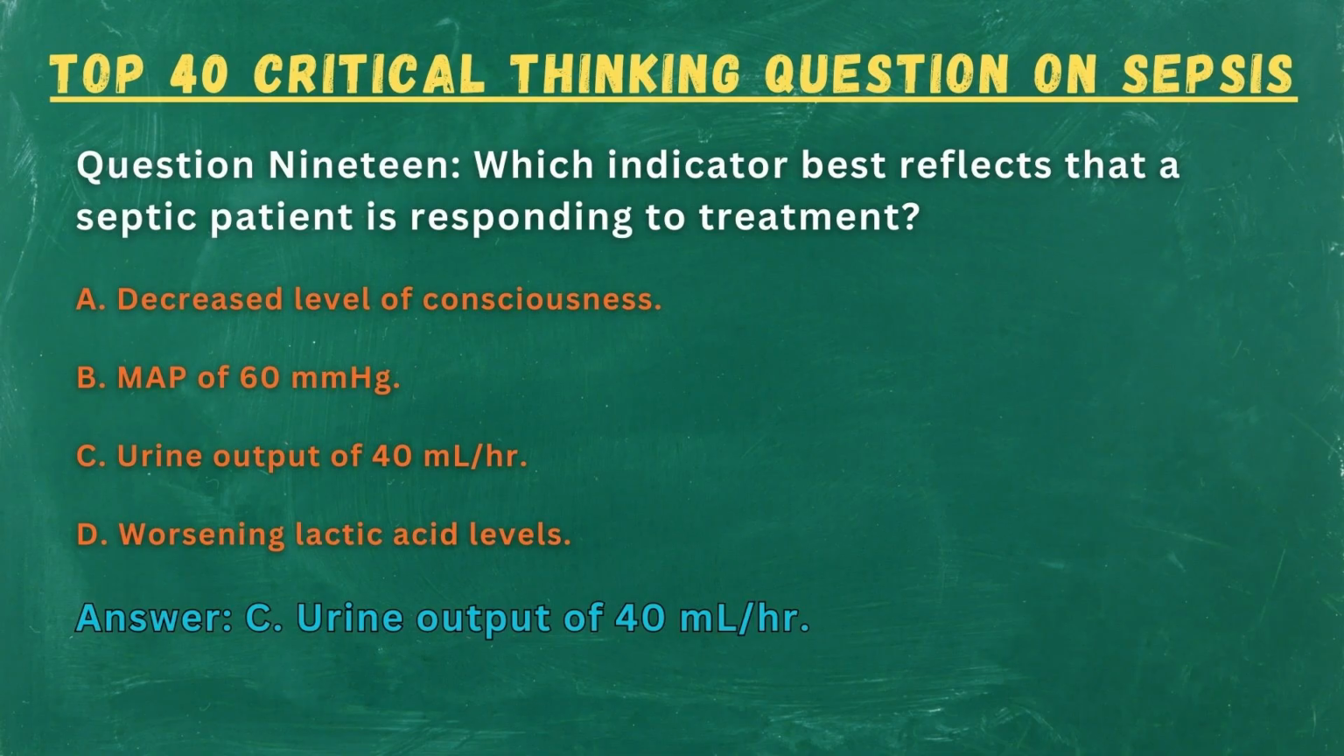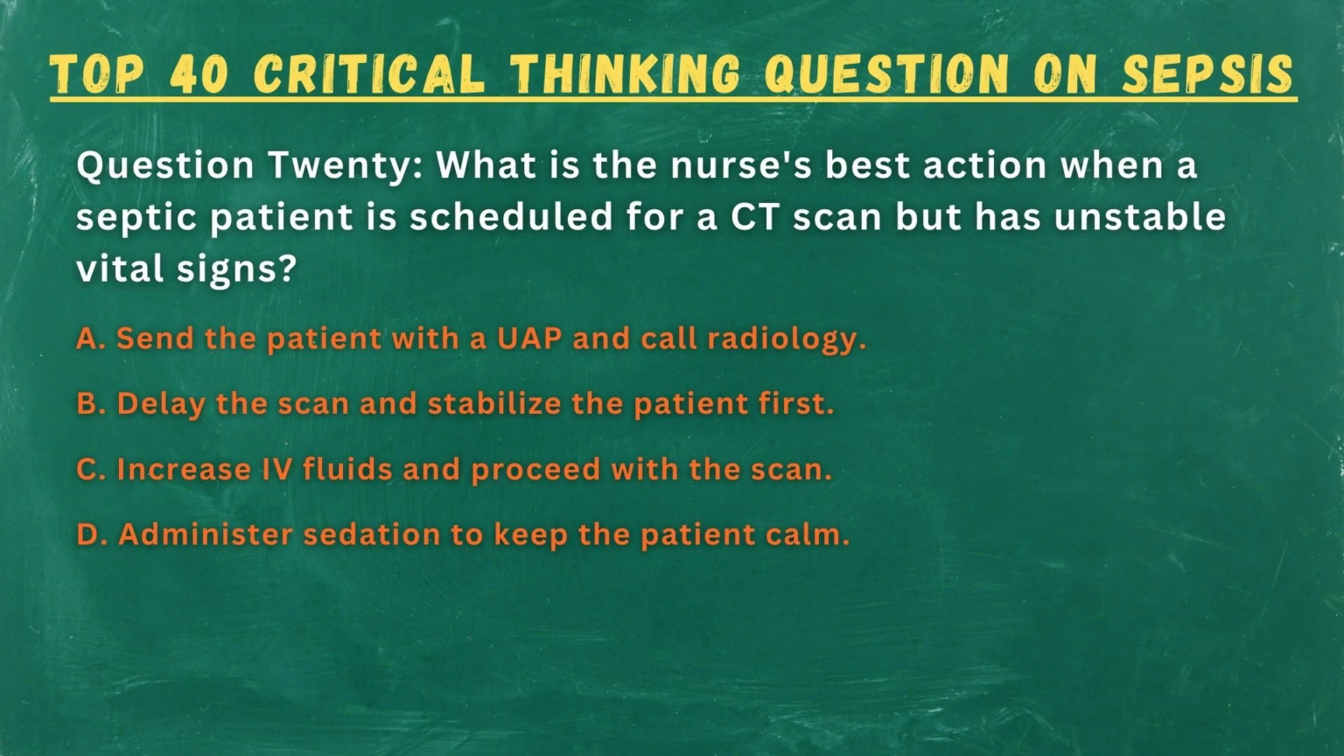Answer: C. Urine output of 40 milliliters per hour. Question 20. What is the nurse's best action when a septic patient is scheduled for a CT scan but has unstable vital signs? A. Send the patient with a UAP and call radiology. B. Delay the scan and stabilize the patient first. C. Increase fluids and proceed with the scan. D. Administer sedation to keep the patient calm.